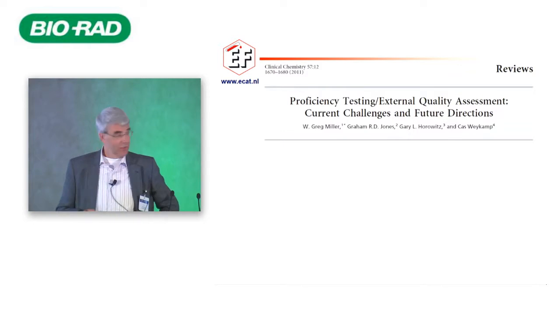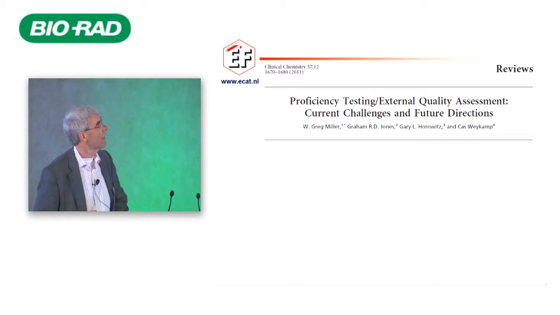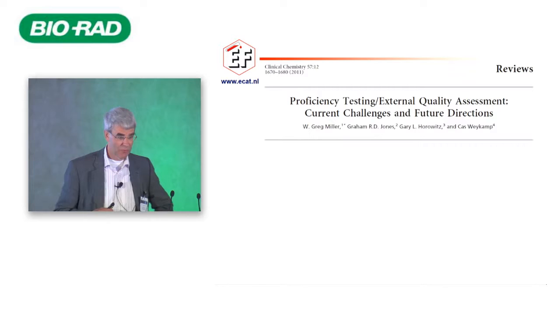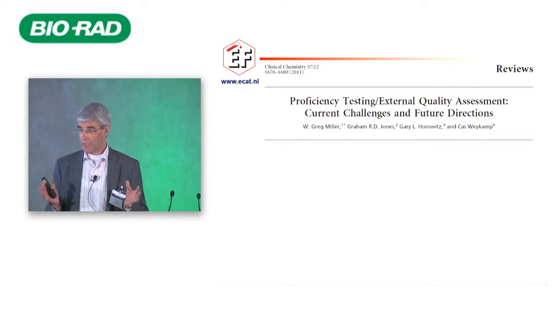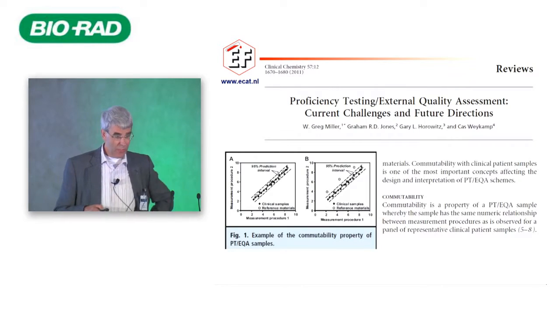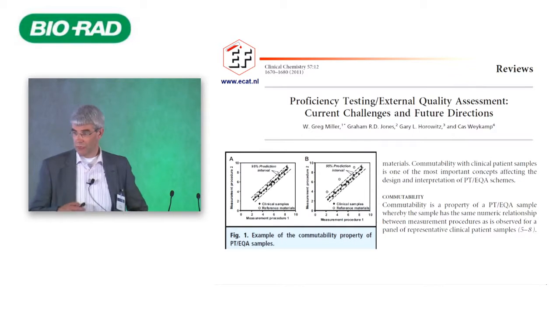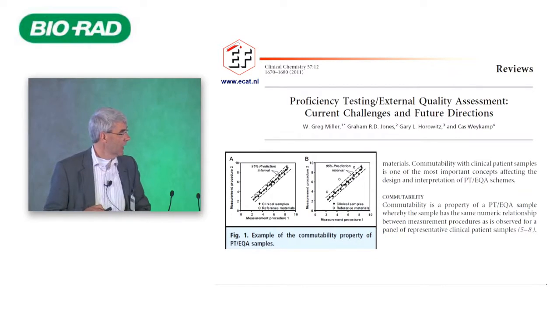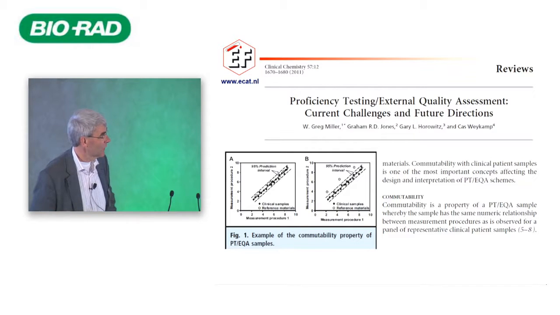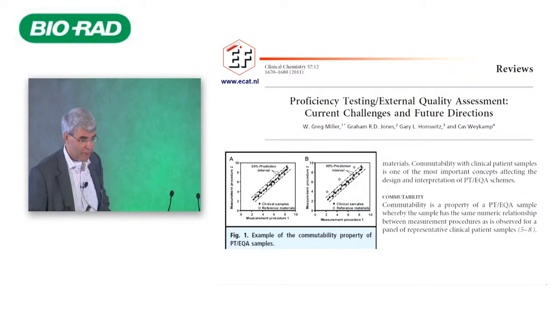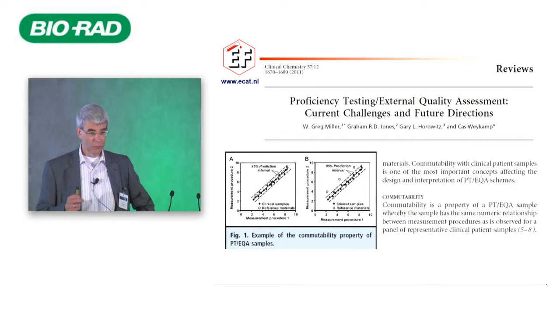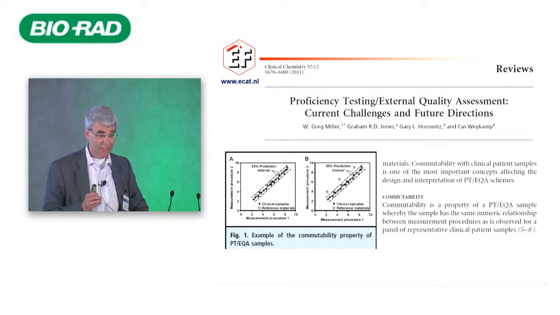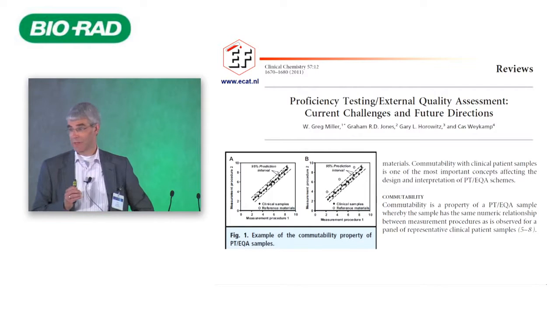It was already mentioned in the previous talk as well. There was last year, I think, a very nice paper in Clinical Chemistry about very important aspects in EQA, where they address the issue of commutability of samples. It was already explained, but I would emphasize that commutability with clinical patient samples is one of the most important concepts affecting the design and interpretation of PT-EQA schemes. And probably we can say that it is the most important issue.